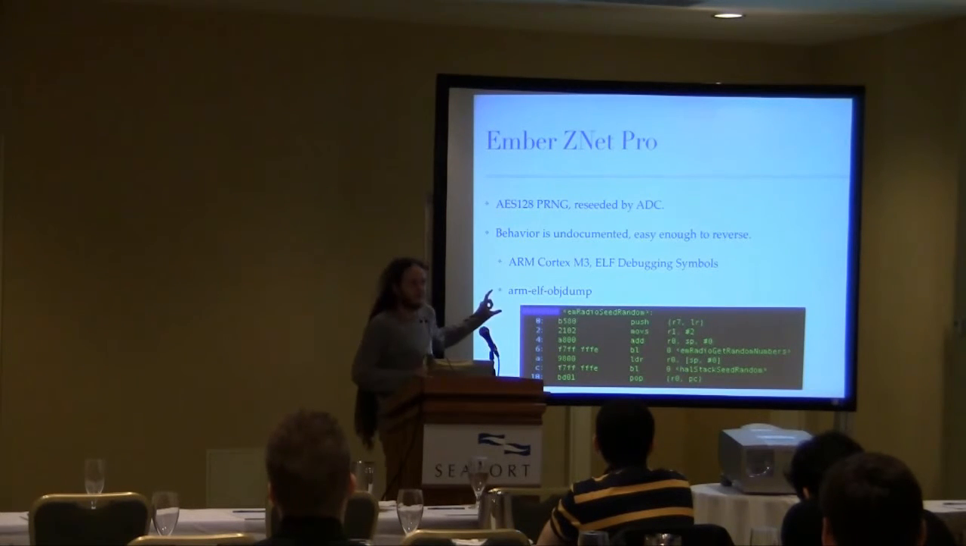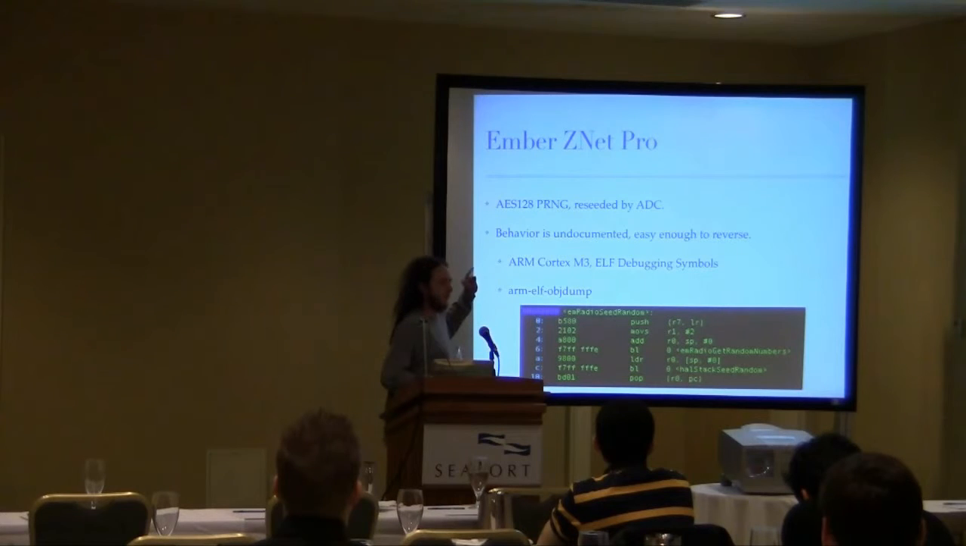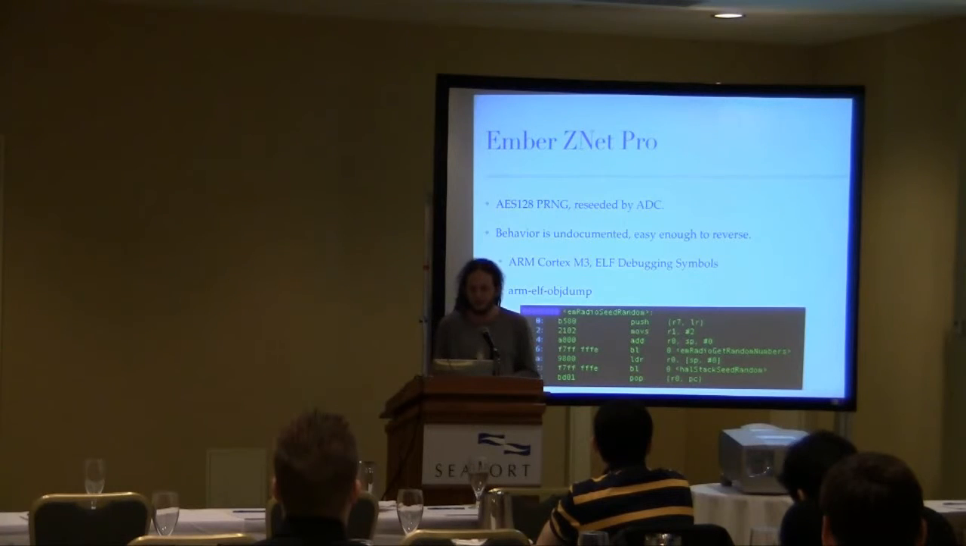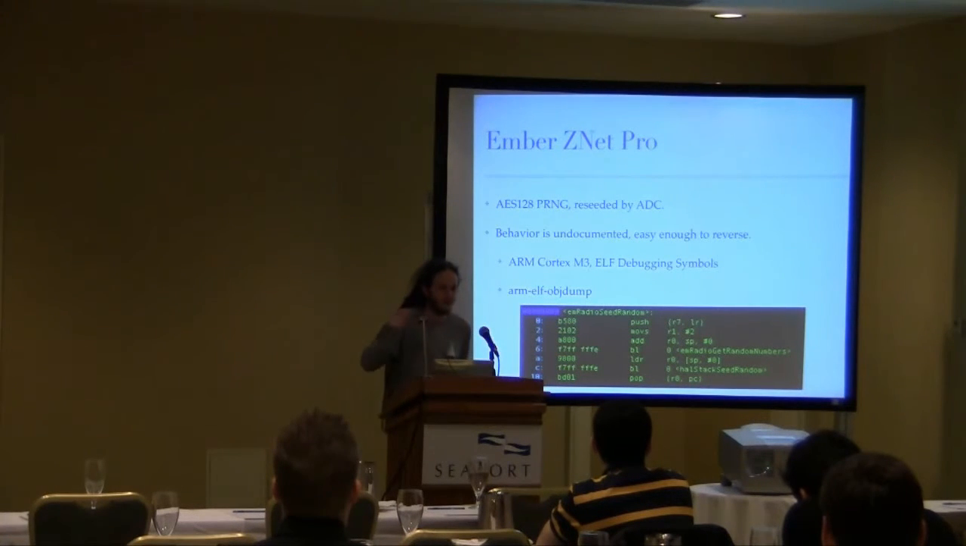When I released the random number generator vulnerability, I got an email from Ember within a day saying that they'd checked their code and they were not similarly vulnerable. I'd already checked their code with ARM's objdump, and they were correct. The deal is that it grabs a couple of random numbers from the radio, and then it feeds that into an AES-128 loop. And it reseeds every now and then to ensure that the pool remains proper.